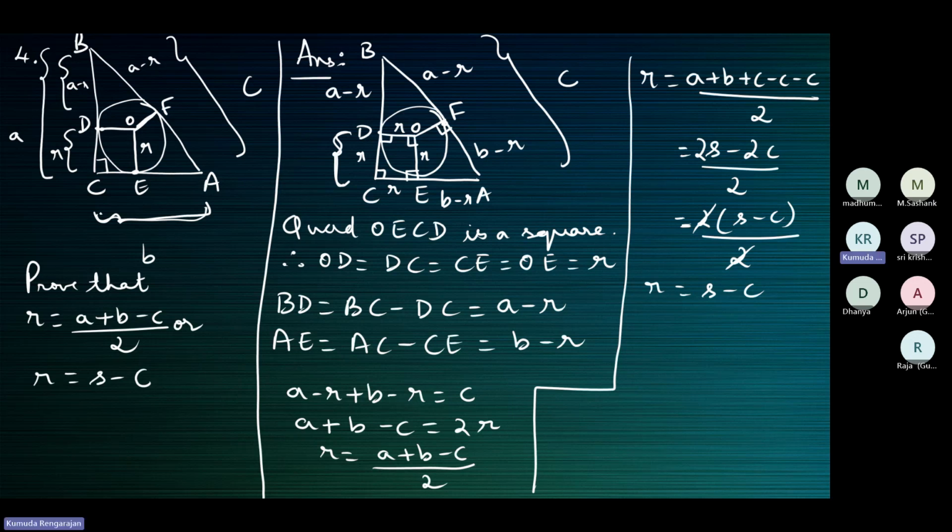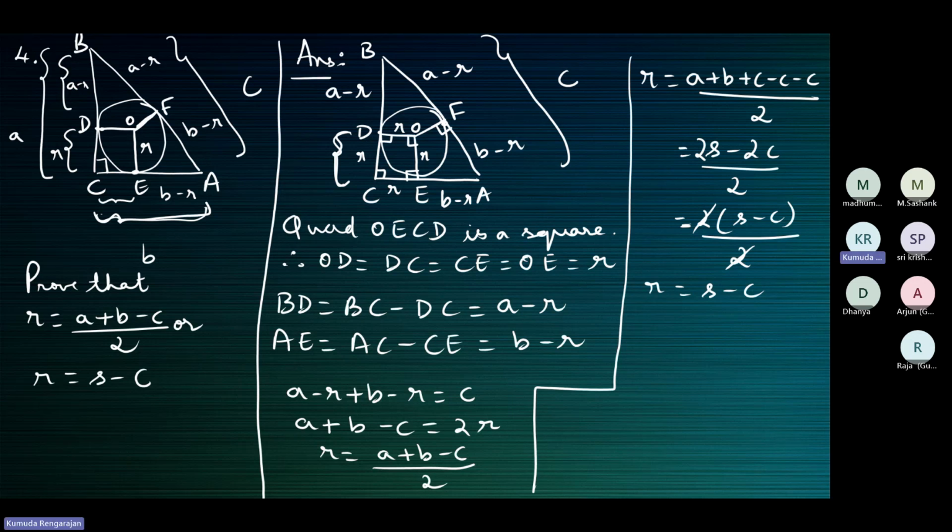Similarly here, AC is equal to B units. But CE is R. CE is the side of the square. So AE will be equal to B minus R. AE is B minus R. And if AE is B minus R, AF is also B minus R, because AE is equal to AF. Tangents from the external point A to the circle are equal.